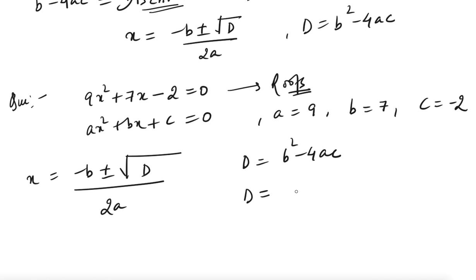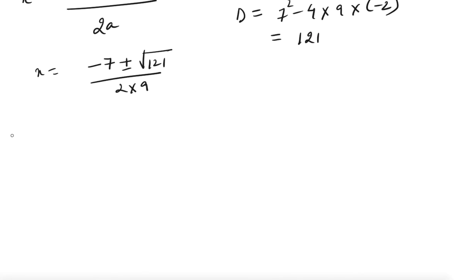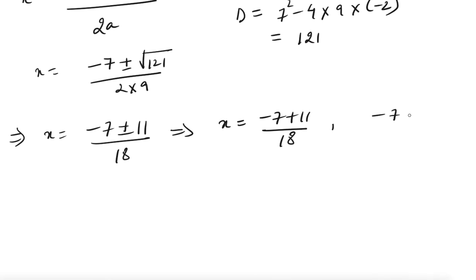Let me substitute into the formula: 7² − 4 × 9 × (−2). This will come out to be 121. So x = (−7 ± √121)/(2 × 9). From here I can write x = (−7 ± 11)/18, which gives me that x is either (−7 + 11)/18 or (−7 − 11)/18. This implies x is either 2/9 or x = −1.